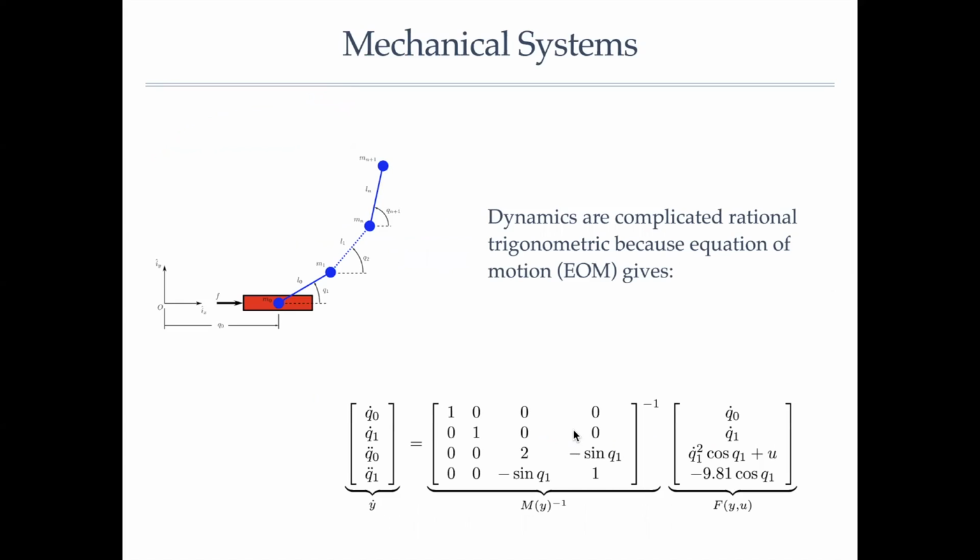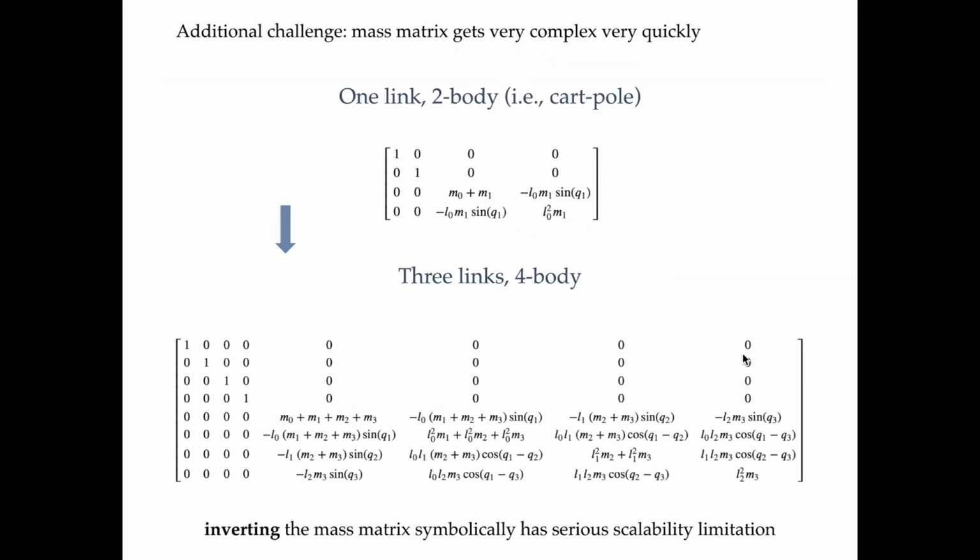So finally, we consider mechanical systems where the dynamics are often rational trigonometric due to rotational joints and potential energy coming from the equations of motion. Here's the dynamics of the classical cart-pole system, which is made of one pendulum attached to the cart. We need to invert the trigonometric mass matrix to get the dynamics here. The complexity here is that, as we increase the number of pendulums or links on the cart, even at 3 links, the mass matrix already gets pretty messy. To invert this mass matrix symbolically at scale is obviously very challenging. In other words, even writing out the explicit dynamics can be difficult, let alone analyzing it.